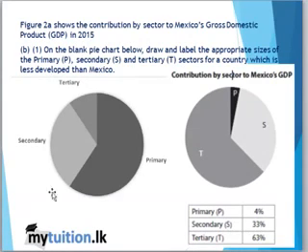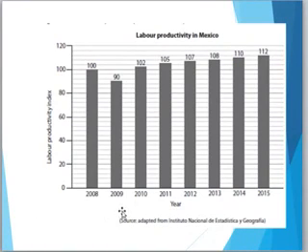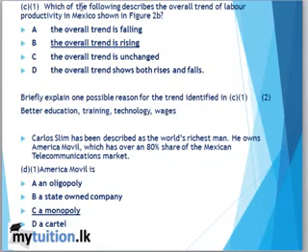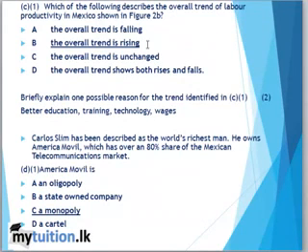Next, I have given a different one too to show an alternative design. Next, give one example that's pretty easy. Figure 2b shows the labor productivity for Mexico from 2008 to 15, an enlarged picture of 2008 to 15 labor productivity. Okay, what is the question? Which of the following describes the overall trend? Overall trend is rise in labor productivity. Overall trend is rising. Briefly explain one reason for rising.